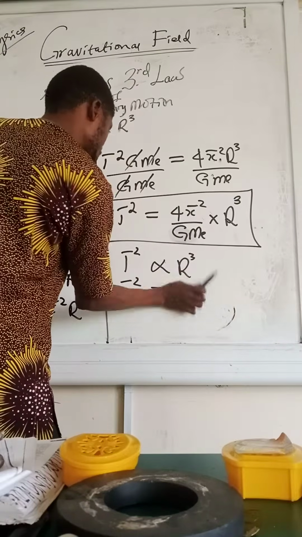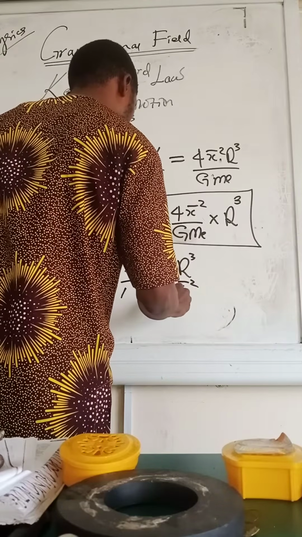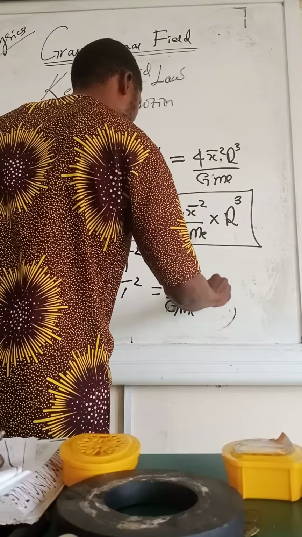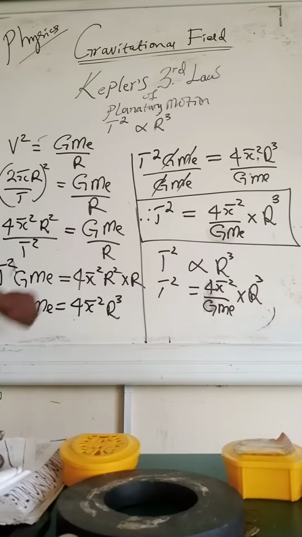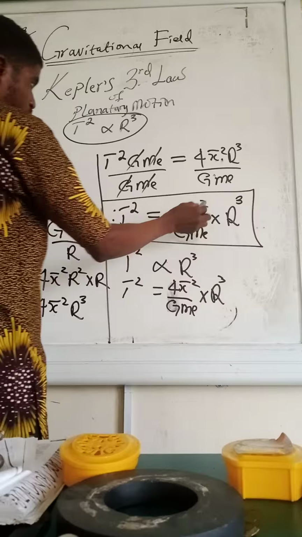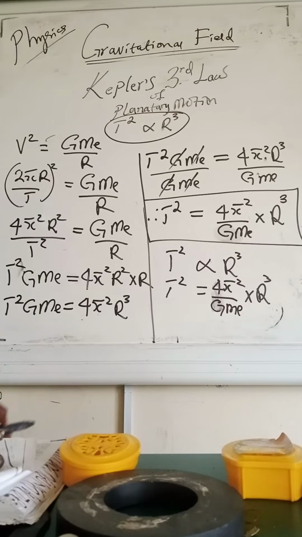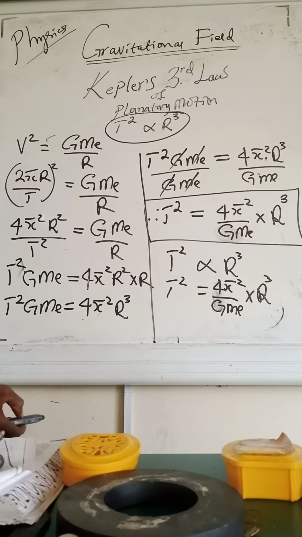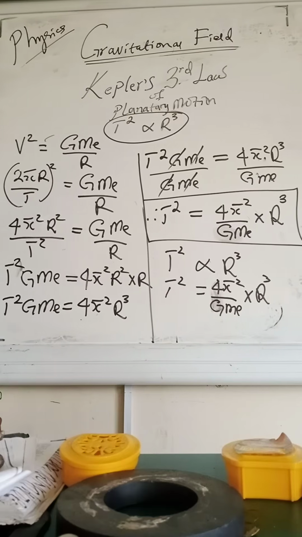4 pi squared over G M E times r cubed. In your useful physics textbook, this is the only thing you have. You don't have this with you. And so we have succeeded in deriving Kepler's law of planetary bodies. If you are asked this in your examination, this is how to go about it.